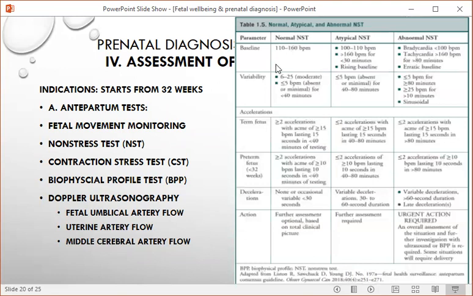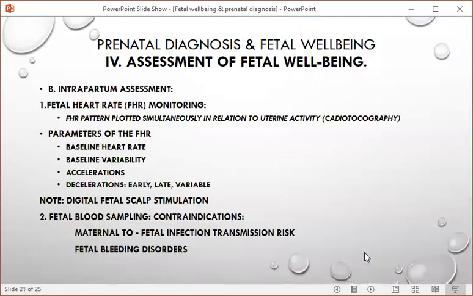This is the interpretation of NST and atypical NST. We have to see the baseline heart rate and how it varies from the baseline. Are there any atypical features or abnormal NSTs? When the child has variable decelerations of more than 60 seconds or late decelerations, urgent action is required in terms of termination, or premature delivery of the baby.